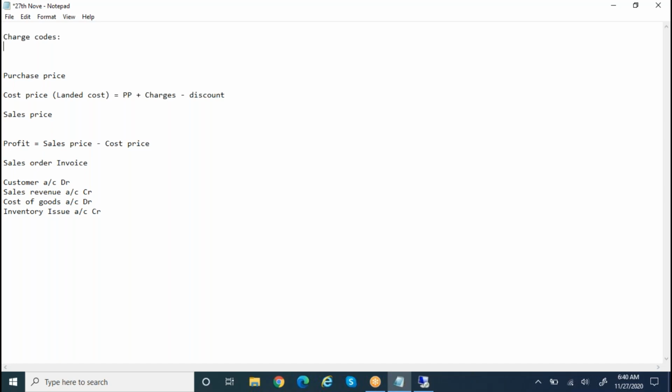Charge codes means additional charges on top of purchase. Another example I will tell you. Suppose you reached one shop and you want to purchase a washing machine. If you reach one shop, they tell you 20,000 for the washing machine.